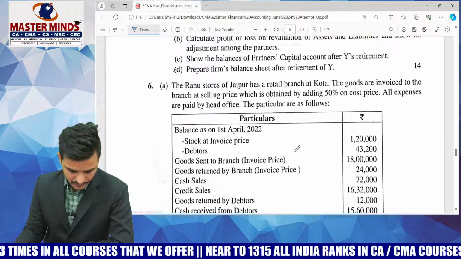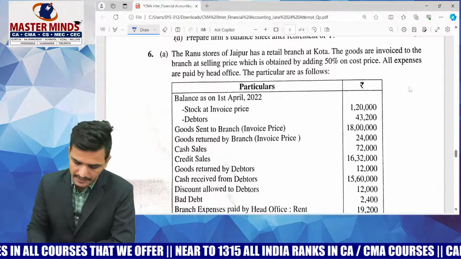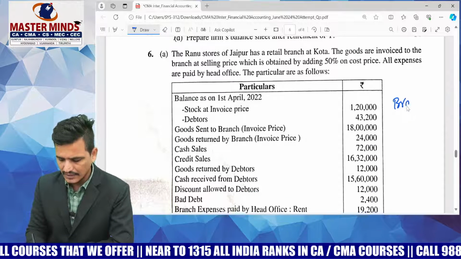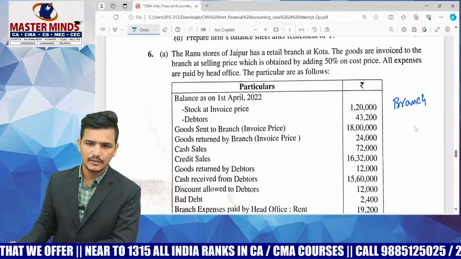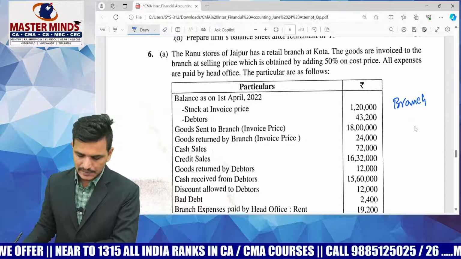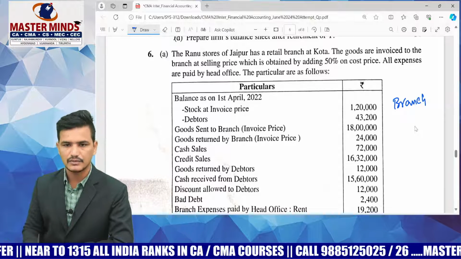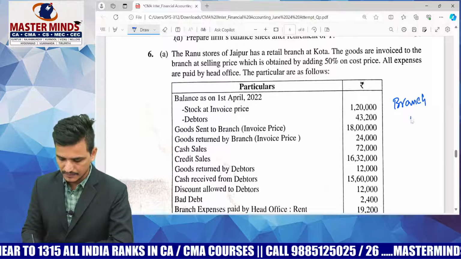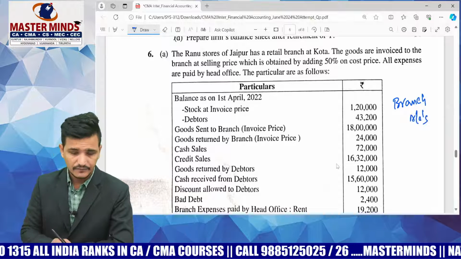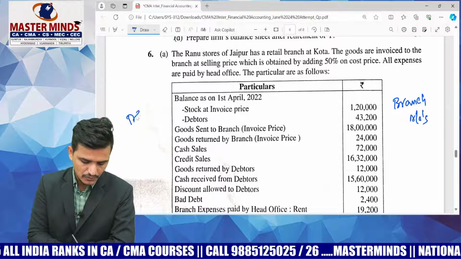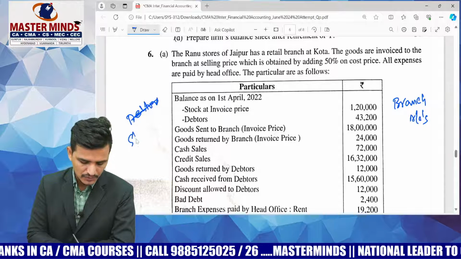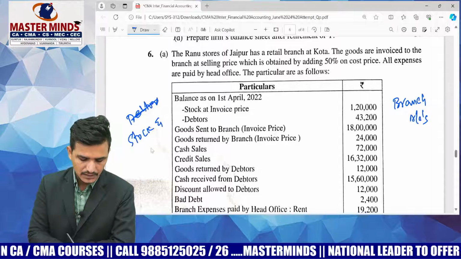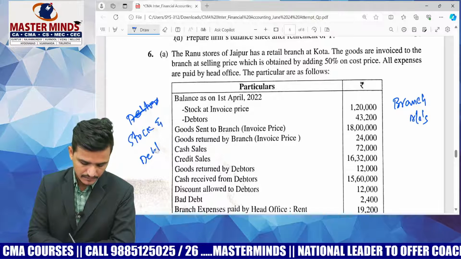And next, question number 6A is related to branch accounts, and in every attempt they give a question from branch accounts. Last time they gave one from the wholesale price method, and this time they have given the question based on the stock and debtors method. Most of the time they test a question in the branch accounts based on either the debtors method or the stock and debtors method. This time they have given it based on the stock and debtors method.